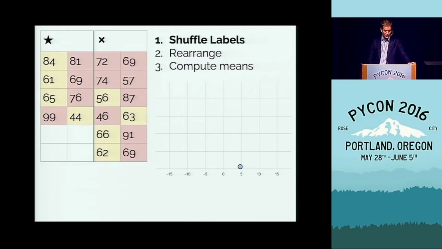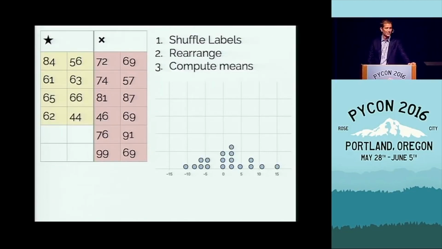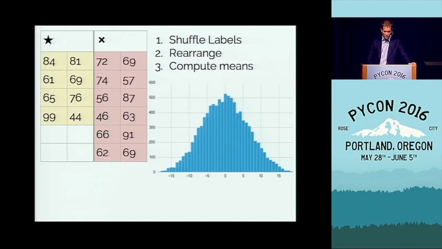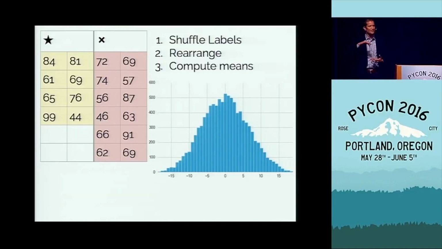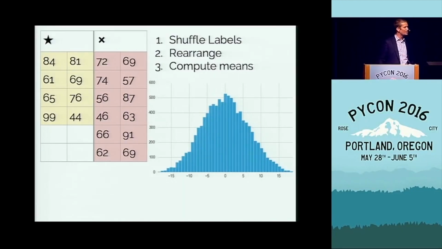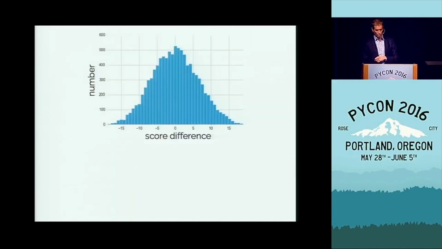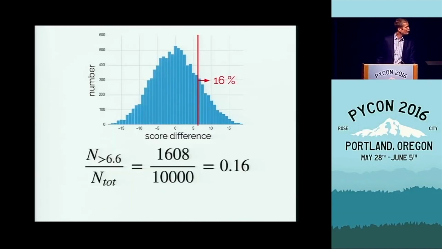Then we do it again. We shuffle the samples, we rearrange, and we plot a mean. We shuffle the samples, we rearrange, we plot the means. Shuffle the samples, and in this way we can build up this sort of sampled proxy to the real sampling distribution. And we get an idea there, in a very intuitive manner, of what we can expect these differences in test scores to be. And of course, we draw the line where our measured data lies at around 6, and we compute that something like 16% of samples show a score difference greater than 6.